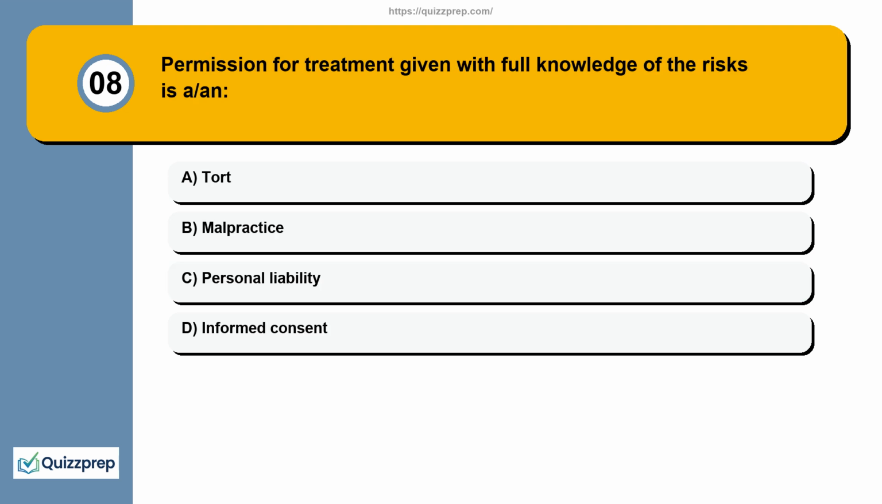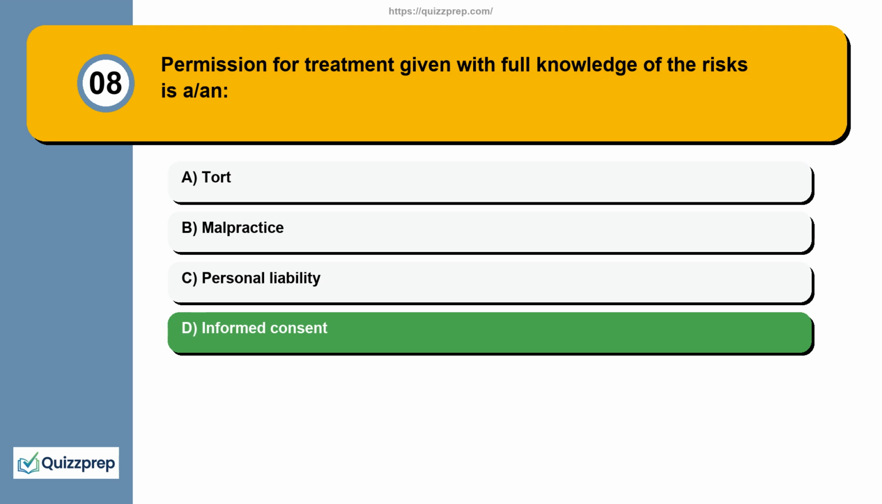Question 8. Permission for treatment given with full knowledge of the risks is a/an: option A, tort. Option B, malpractice. Option C, personal liability. Option D, informed consent. The correct answer is option D, informed consent.